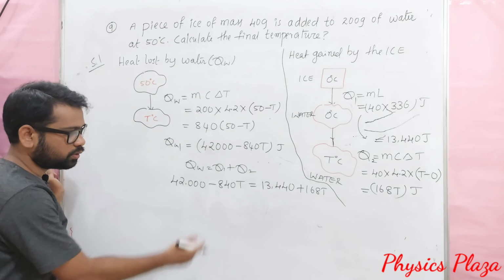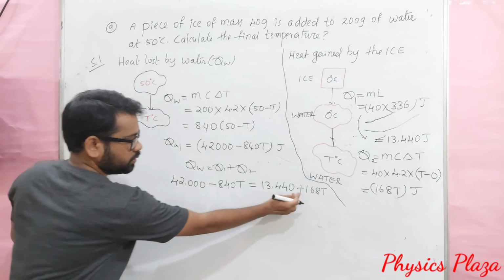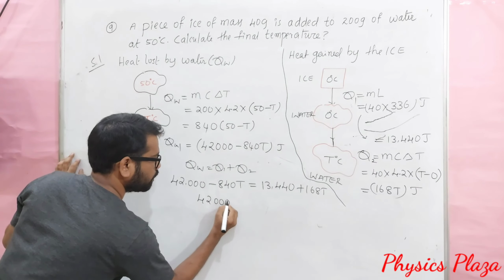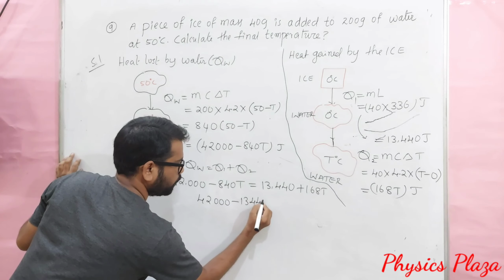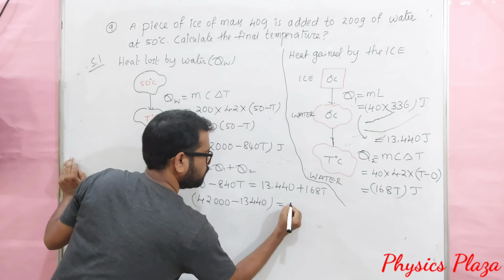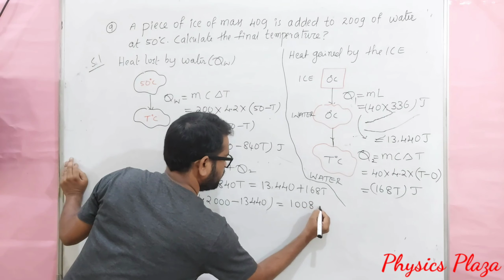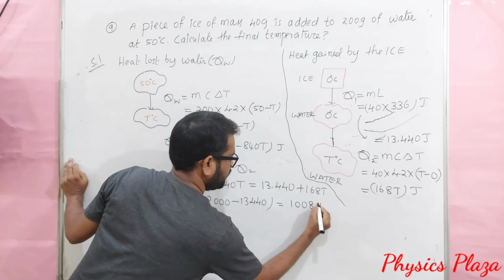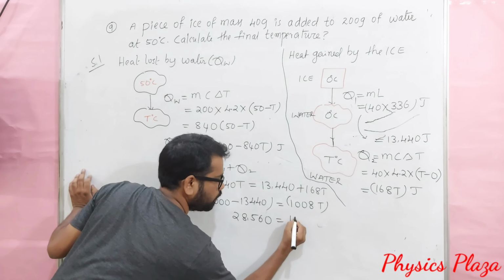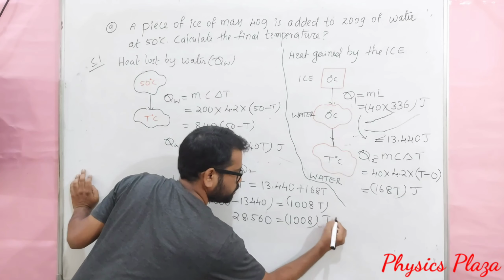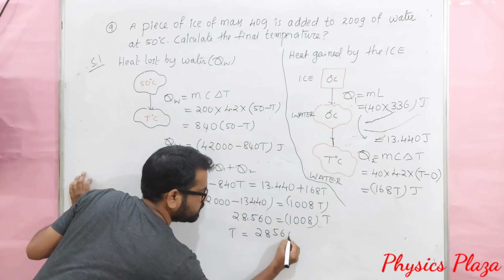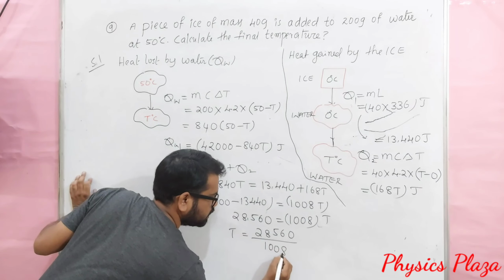Let us now solve this. Children, how much do we get? We get 13,440. This side it will be 42,000 minus 13,440 is equal to 840 T plus 168 T. So it will become 1008 T. So then we get 28,560 is equal to 1008 T. So children, T is equal to 28,560 by 1008. Children, how much do we get?